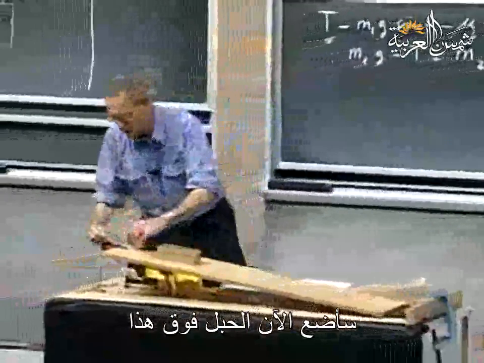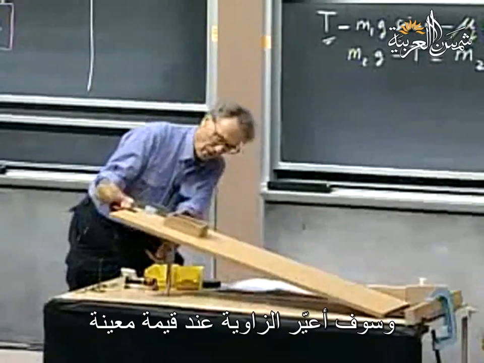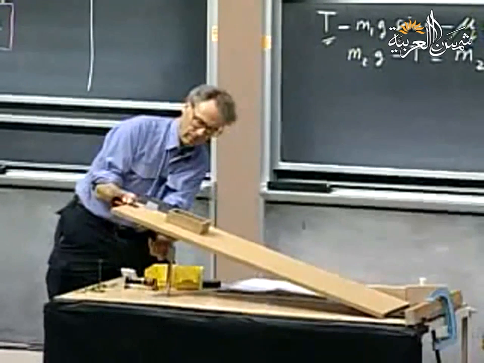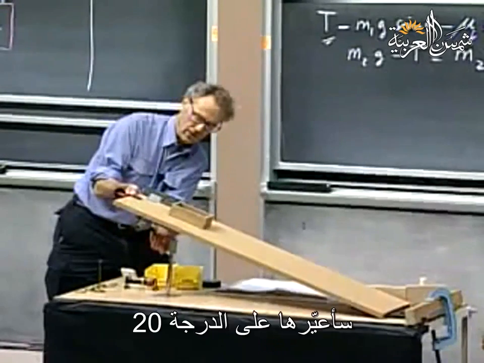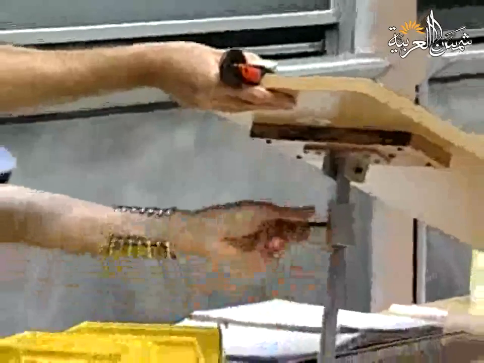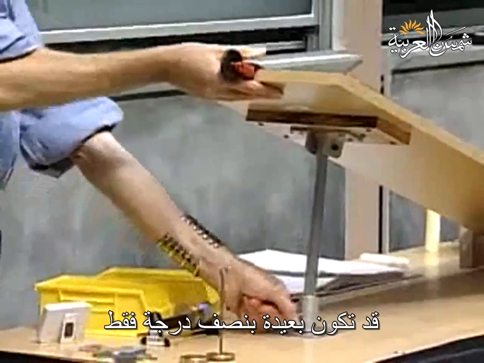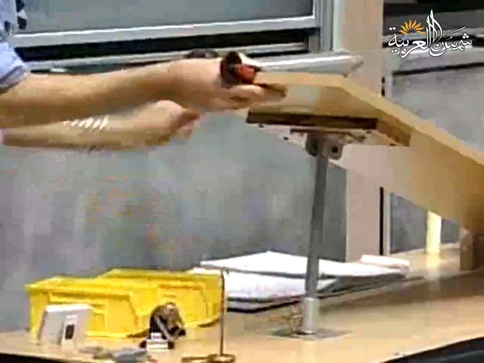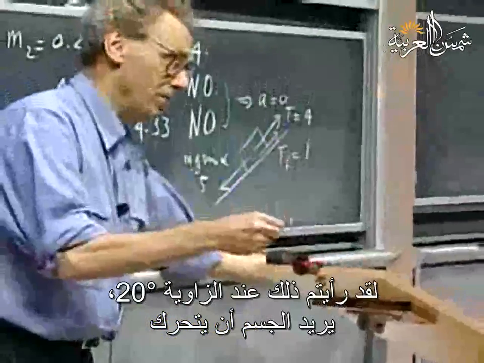So I'm going to put this rope over here, and I'm going to set the angle now at a given value. So this is now not negotiable. I set it at 20. I could be off by half a degree. Again, you see it wants to go. We just saw that at 20 degrees it wants to go.